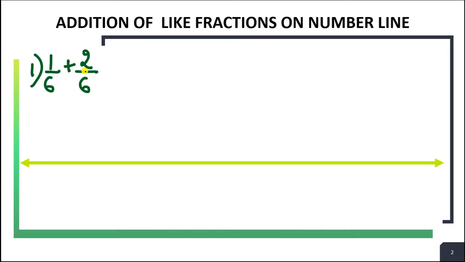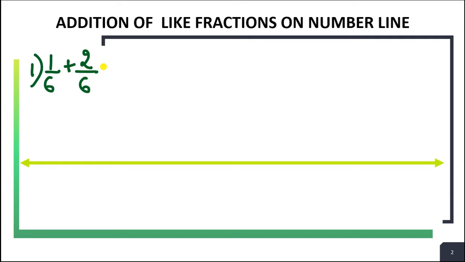The first example is number 1: 1 by 6 plus 2 by 6. We have to find the answer. Now you see, representing fractions on a number line we have already learned, so we are going to follow all the rules. And since we are adding like fractions, it is very easy for us, it's not hard. Because if it were unlike fractions, yes, we would need to follow some methods. But like fractions, same denominator, no problem.